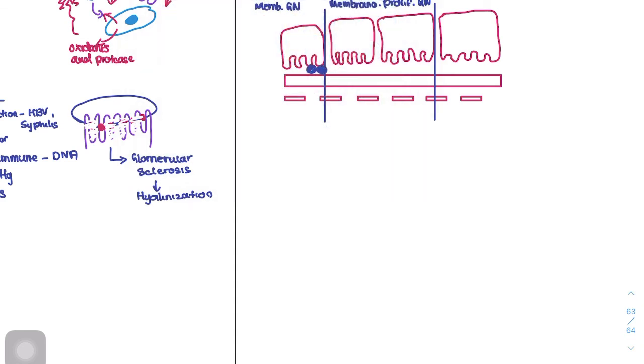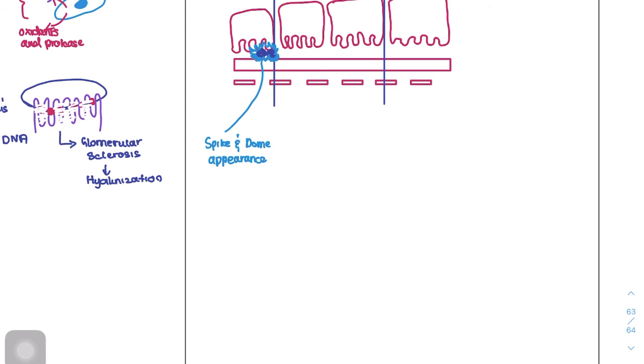They have this spike and dome appearance. There's going to be a dome produced over this. This is called the spike and dome appearance. And these are immune complexes which have deposited. Over that, the basement membrane will come and proliferate. That is what produces the dome.